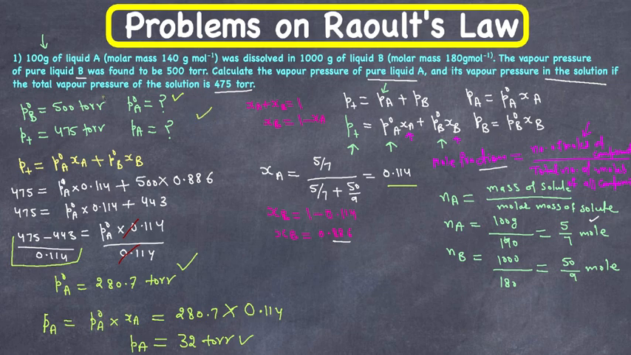So that's how we can solve this problem. We need to write down what is given, what we need to find, and then use the formulas we know from Raoult's law, plug in the values and find the unknowns. Let's go over the second problem.